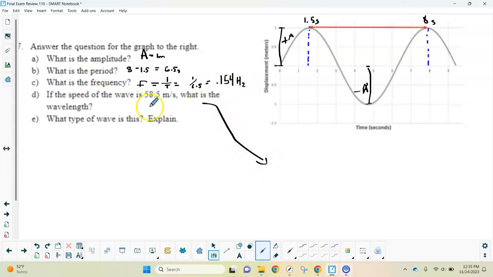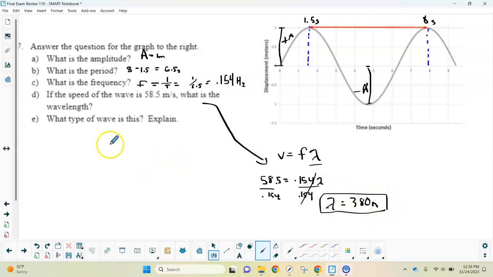Moving down here because I don't have a lot of room up here. So the speed of a wave is given. And we're asked to solve the wavelength. So again, wavelength is lambda, it's this symbol. So I got 58.5 equals 0.154, because that was our frequency calculation we just got, and then lambda. So you're going to divide by 0.154, doing the algebra here. So those drop out, and lambda turns out to be 380 meters or so. So it's a pretty long wave. Okay, so that's that answer.